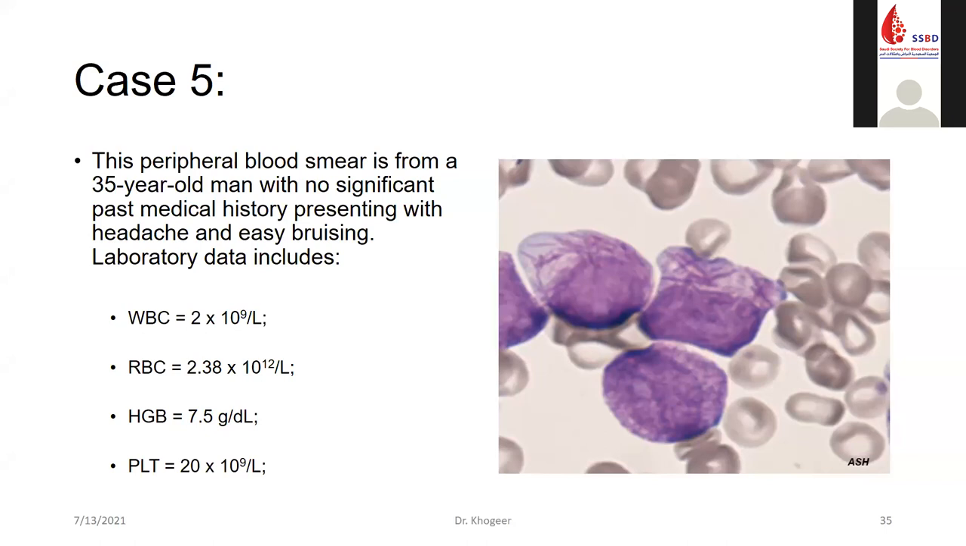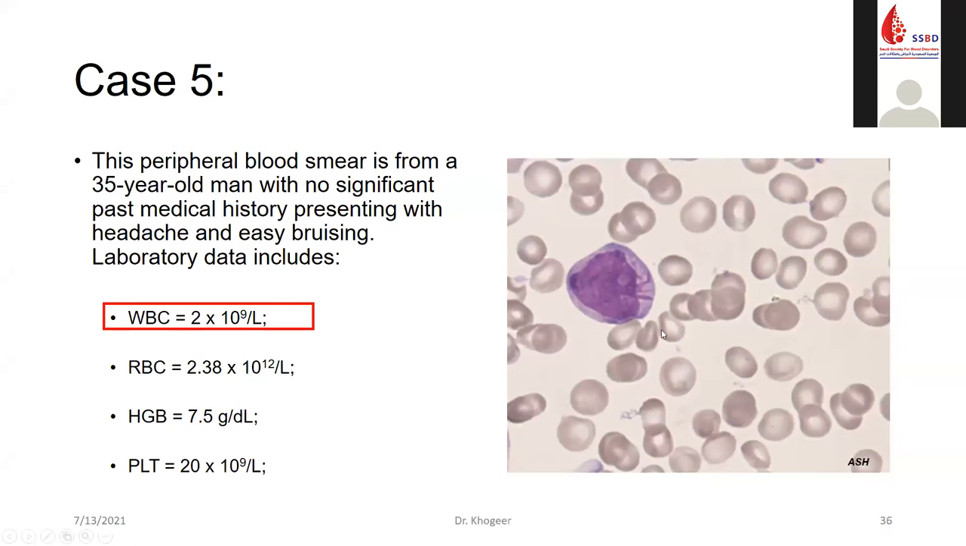Laboratory data include a low white blood cell count, around 2, with reduced RBC and hemoglobin, and severe thrombocytopenia. So generally, the patient has pancytopenia. The leukopenia here is characterized by the presence of these abnormal cells. Again, this is another picture of these abnormal cells. Basically, these are abnormal promyelocytes, which are considered a blast equivalent in the background of leukemia.